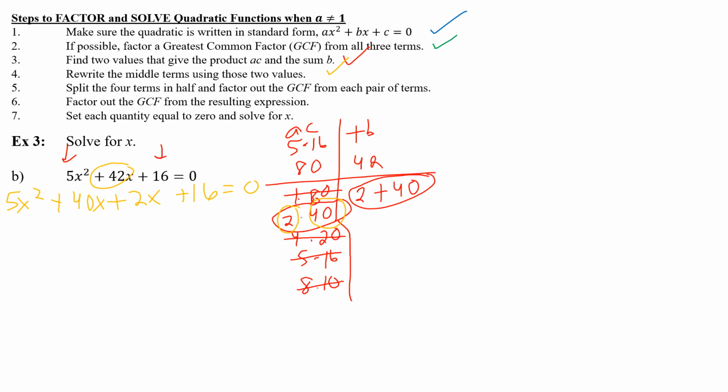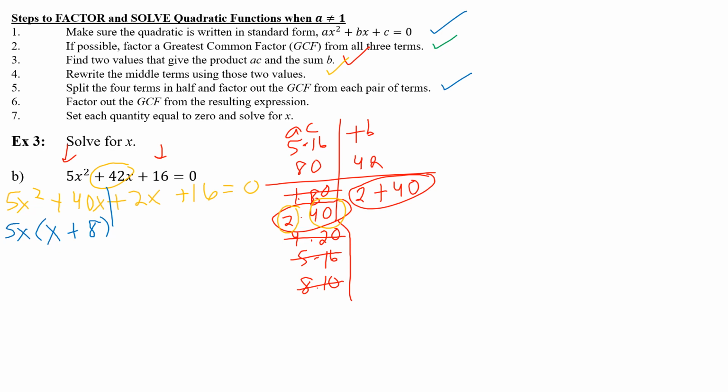Keep in mind, I'm only doing it because I think it'll help me out a little bit. If I were to write down the 2 first and then the 40, my work might look a little bit different, but I would end up with the same final answer. Alright, so we're done with step 4. Step 5 says split the 4 terms in half, so 2 on the left, 2 on the right. And we're going to factor out the GCF. So looking at the left, 5x squared plus 40x both have an x, and they're also both divisible by 5. So I'm going to take out a 5x. 5x squared, divide out a 5x, and you're left with just an x. 40x divided by 5x is just going to leave you a positive 8.